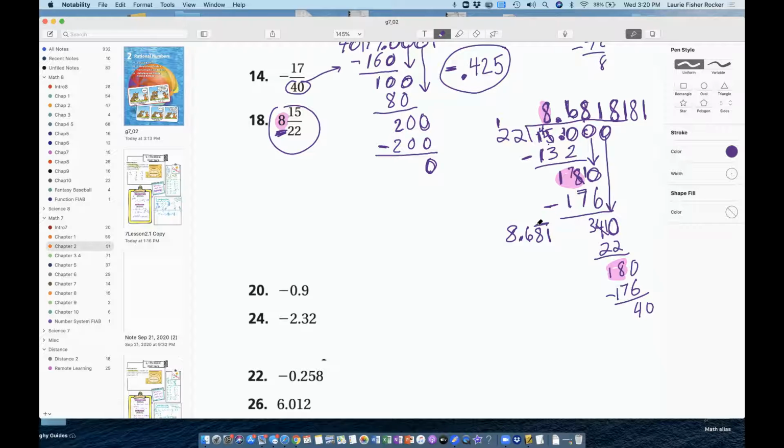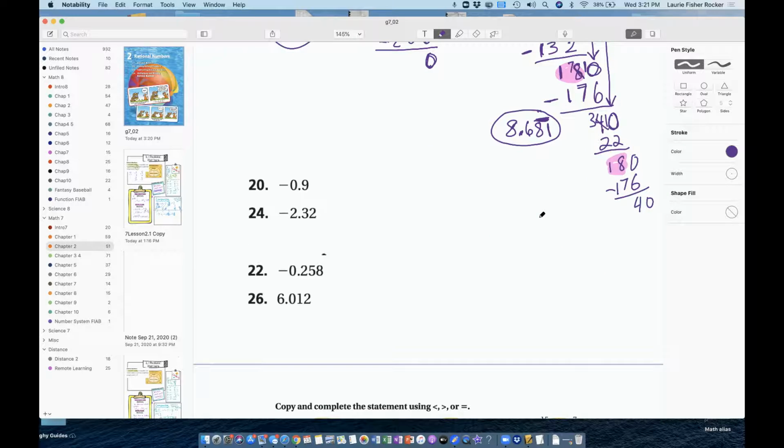Okay, and I have the 8. So that would be my answer, and that was a lot. I know it gets kind of tricky, and it's not easy, but if you just persevere through it, you'll end up with that. Okay, so that's fractions into decimals.